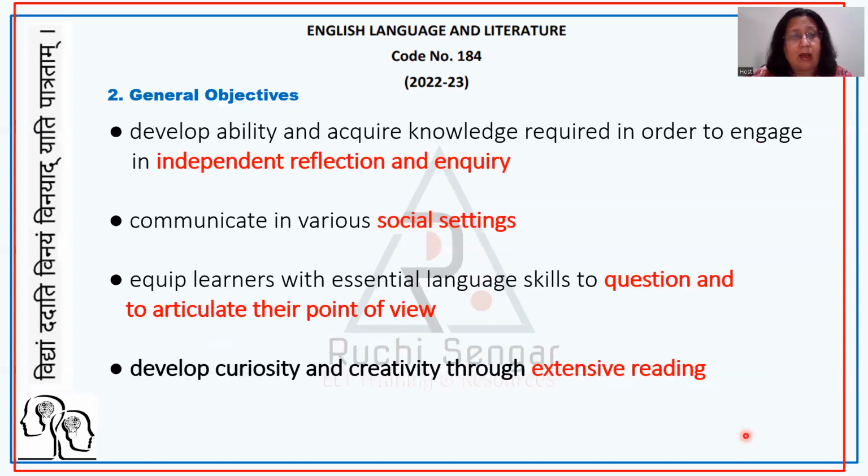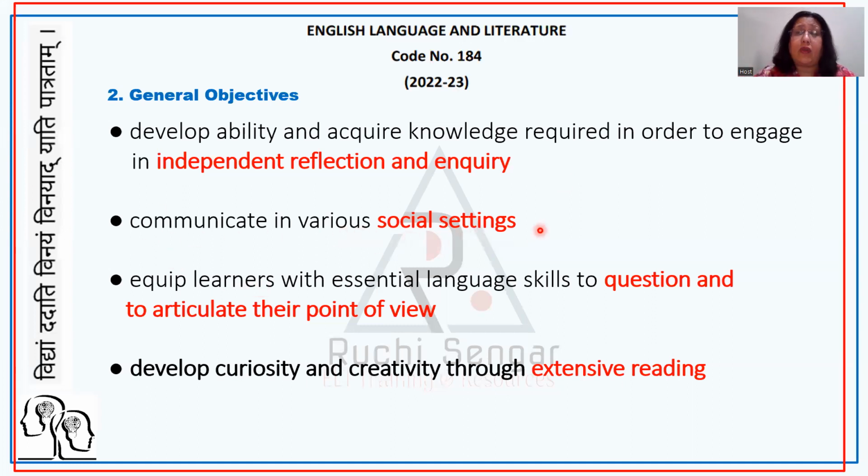Now, as we progress in the initial pages, there is something at number 2, general objectives. The first thing that they've done is they have included independent reflection and inquiry, which is required in the child. If the teacher is going to be lecturing all the time, this gets completely cancelled out because there is no opportunity for doing it. So therefore, it's important.